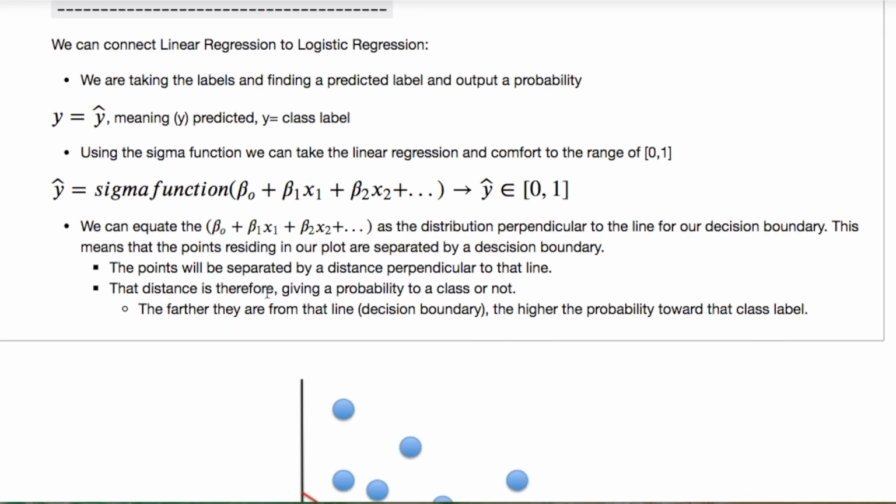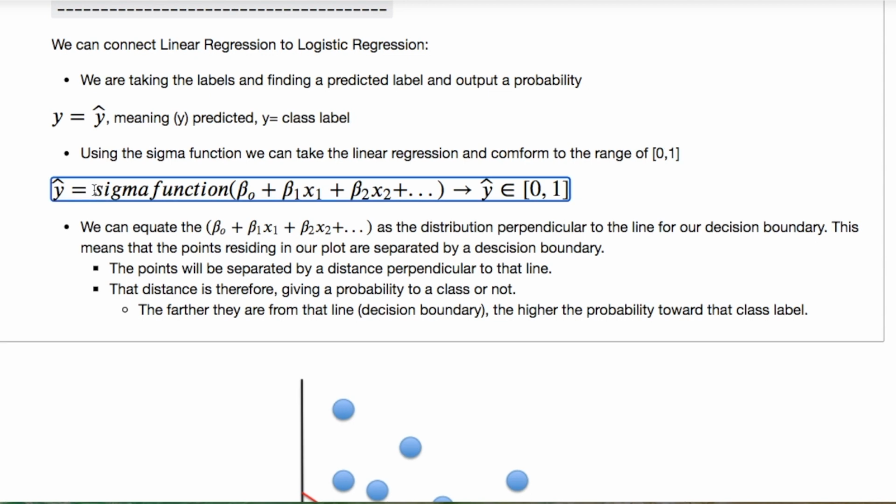We can connect linear regression to logistic regression. We're taking the labels and finding a predicted label and output a probability. So we have our original label and we would like to predict it here with this y hat, meaning that it will be our predicted label. And using the sigma function, which will be shown below, we could take the linear regression model and conform to the range of 0 and 1. We would do this by taking the predicted value and using the sigma function and plugging in our linear regression, allowing us to make predictions for a probability in the range of 0 to 1.